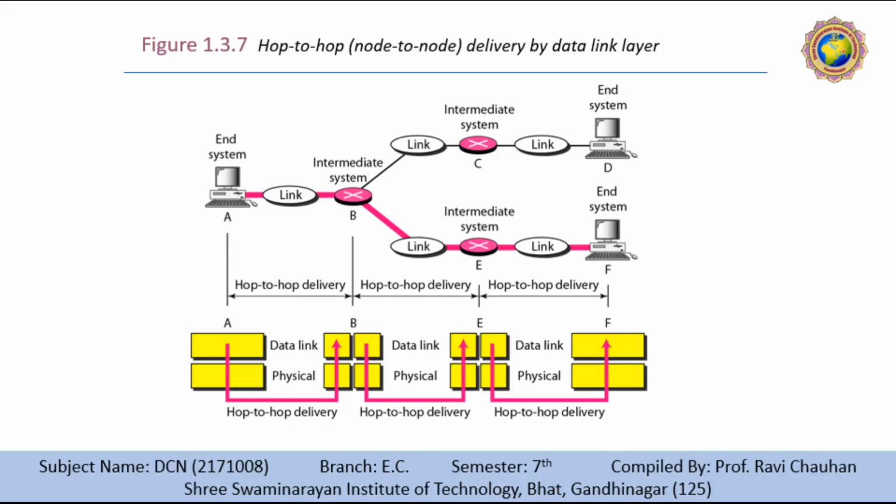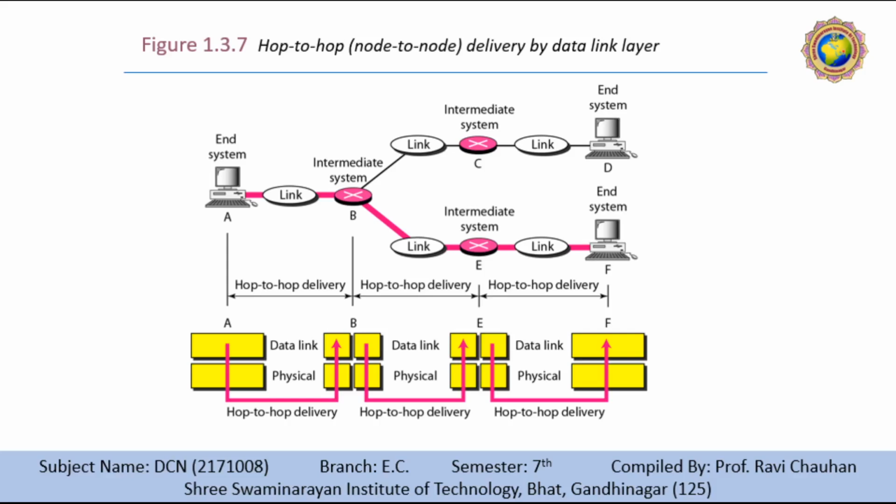Yes. The following figure illustrates the hop-to-hop or node-to-node delivery by the data link layer. Suppose sender A wants to send data to F. So how can our transmission be done? As you can see in this figure, the communication at the data link layer occurs between two adjacent nodes. To send data from A to F, three partial deliveries are made.